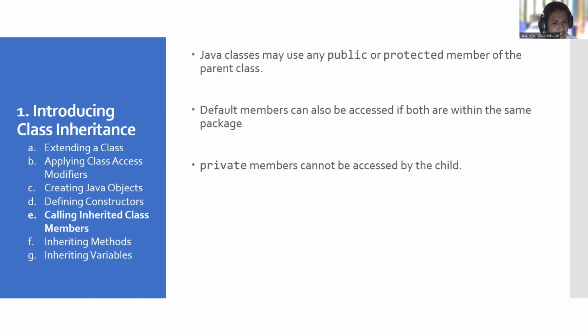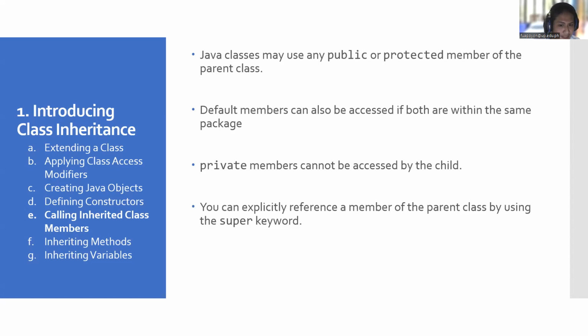Private members cannot be accessed by the child, or at least cannot be accessed directly. You have to go through the getters and the setters of the parent class in order to access the private members. But if you're trying to access it directly, for example, the private age in the Animal example from earlier, you cannot directly access that.